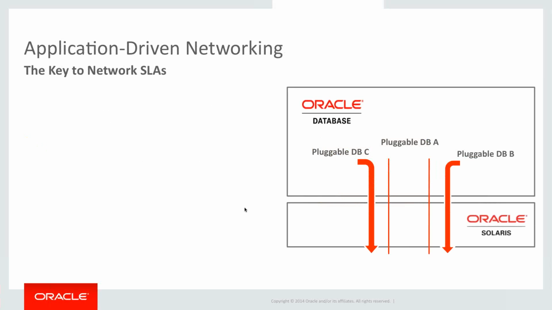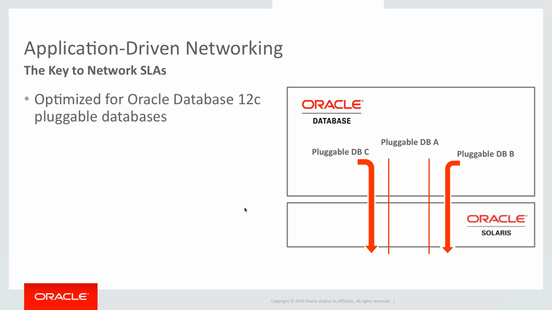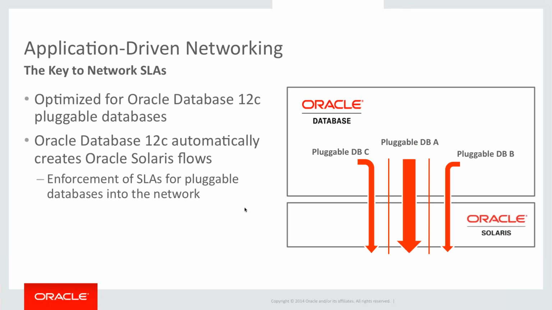Okay, so how does this tie in with pluggable database? Well, again, the idea behind application-driven networking is you've got a couple of databases which we have cleverly labeled B and C because they're not the primary service on the system. We've got B and C here, but now we want to fire up A. A wants a bigger network pipe.